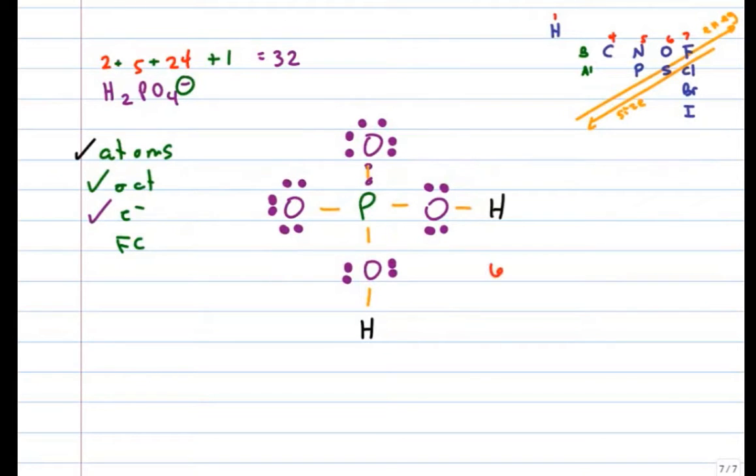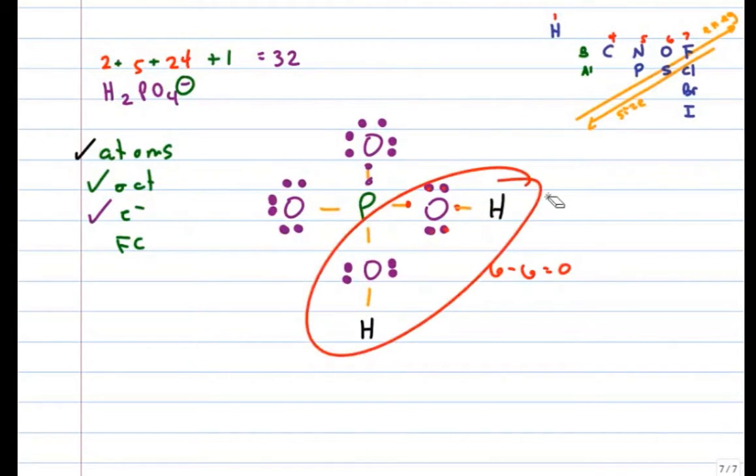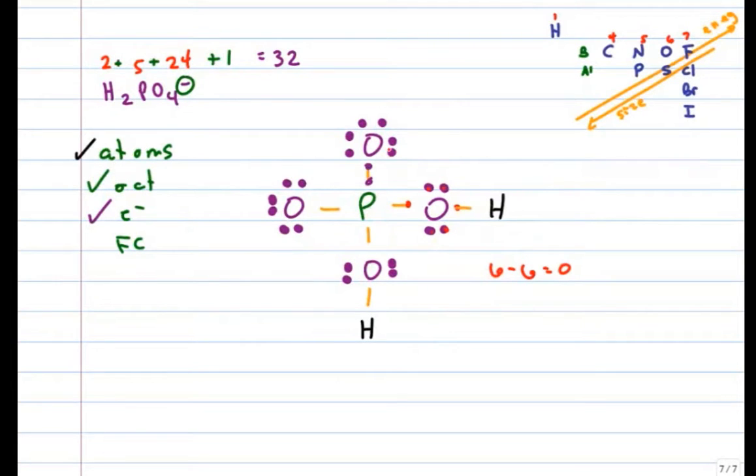Oxygen should have 6 directly attached. 1, 2, 3, 4, 5, 6. 6 minus 6 is 0. Don't even do the hydrogen. These two groups are the same, so that means they're both 0. But now, take a look up here. Oxygen should have 6, but we have 1, 2, 3, 4, 5, 6, 7. 6 minus 7 is negative 1. That means this one is also negative 1.